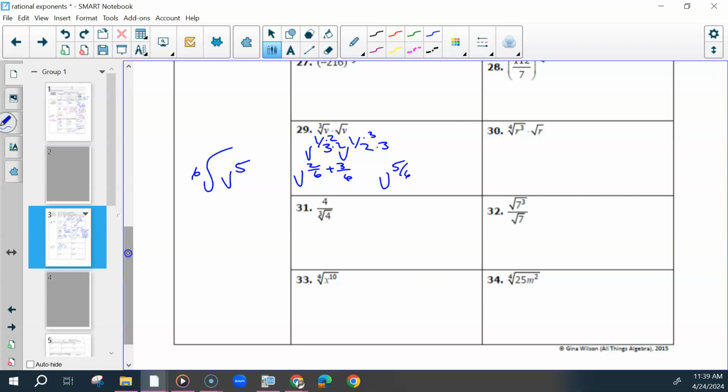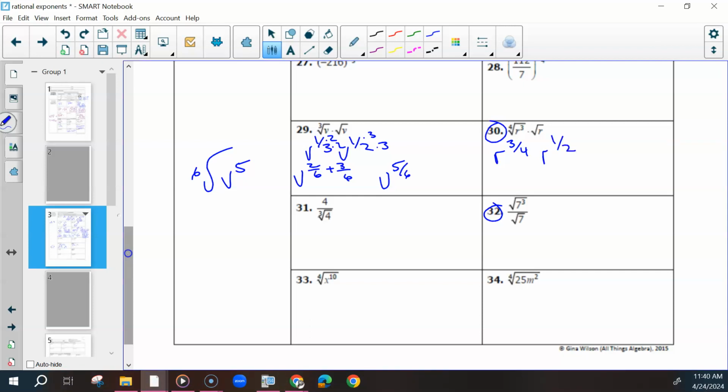Let's do 30 and 32. Any others you guys want to see, and then you guys want to do practice. All right. Rewrite the fourth root of r to the third in exponential form. R to the 3/4. Yes. What about the square root of r? R to the 1/2.